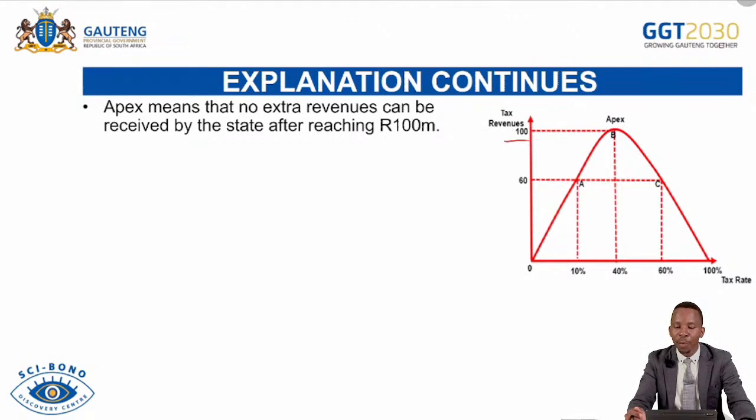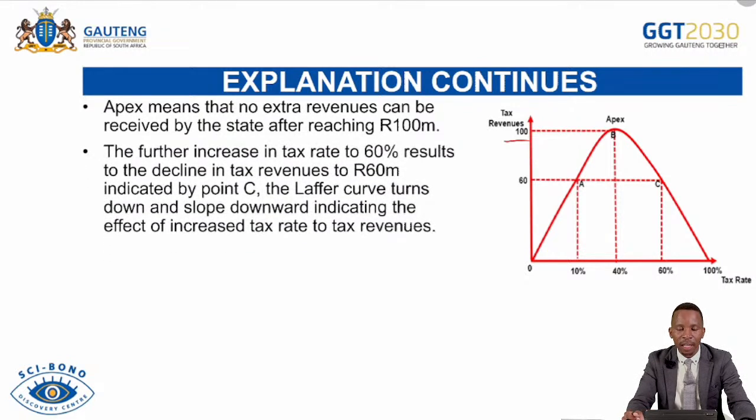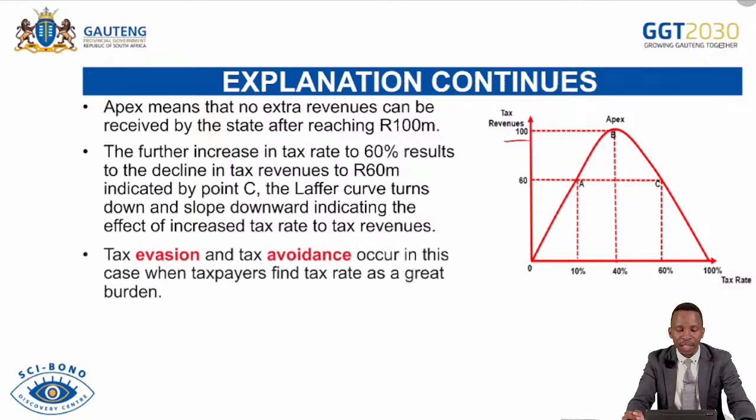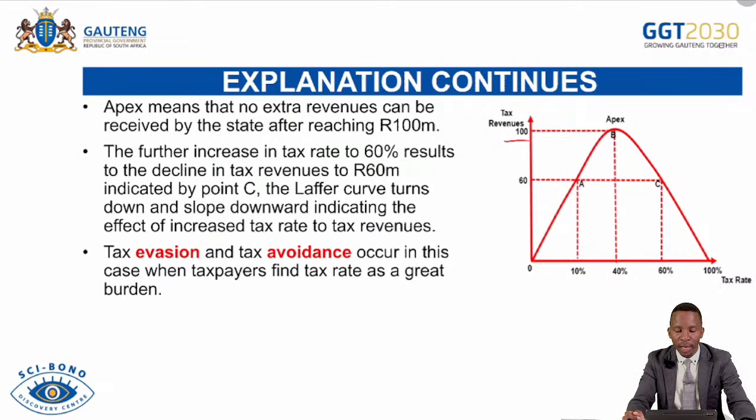Instead, with the tax rate increasing further to 60%, the tax revenues will be declining, indicated by the downward sloping of the Laffer curve. The further increase in tax rate to 60% results in a decline in tax revenues to 60 million, indicated by point C. The Laffer curve turns down and slopes downward, indicating the effect of the increased tax rate on tax revenues. Tax evasion then starts to occur.